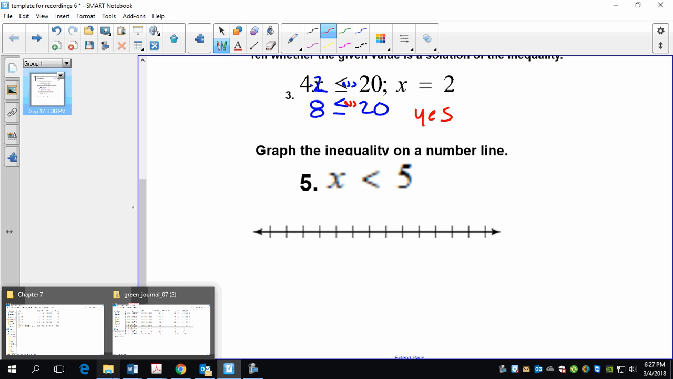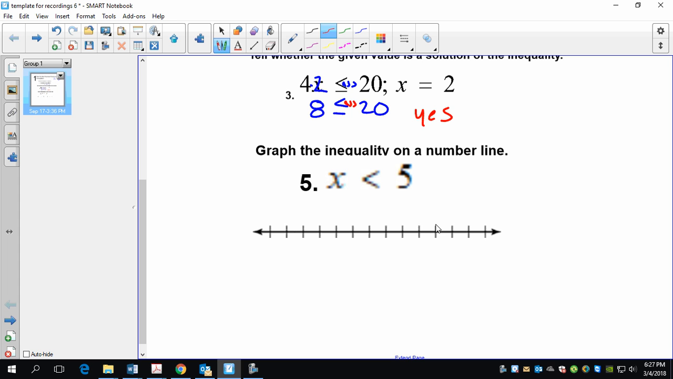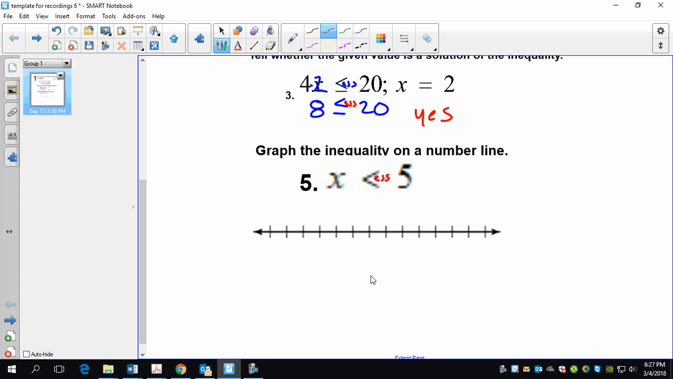And then finally we have to graph the inequality, and I apologize, it looks like my inequality got kind of blurry here with the copying. 5, it's x is less than 5. So we need to graph the inequality on the number line, and here's what we're going to do. We're just going to put 5 in the middle. Then we're going to count up 5, 6, 7, 8. We're going to count down 4, 3, 2.